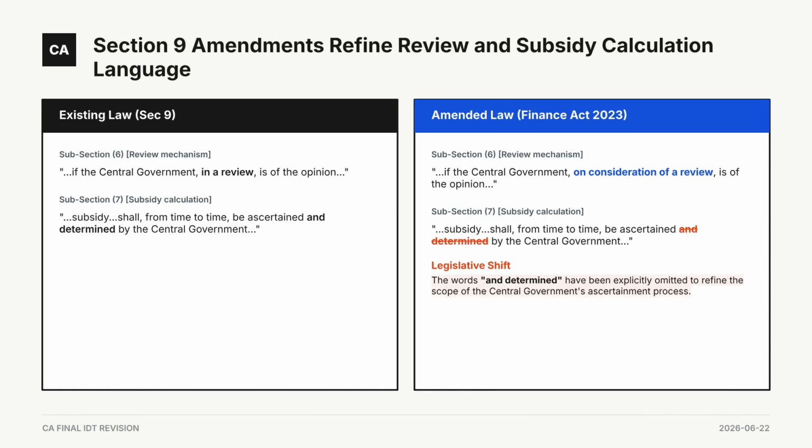In Section 9, dealing with countervailing duty, the language relating to reviews has been refined. Earlier, the law referred to situations where the central government, in a review, formed an opinion. This has now been replaced with the phrase "on consideration of a review." Another significant change is the removal of the words "and determined" from provisions dealing with subsidy calculation. The amendment emphasizes the process of ascertainment while eliminating redundant wording.